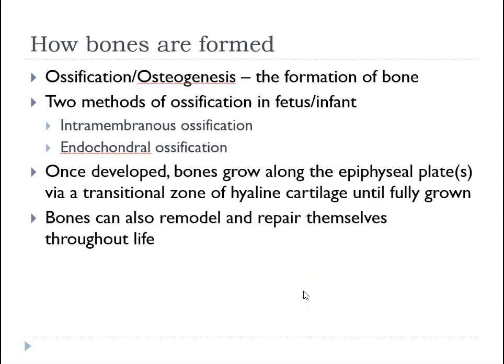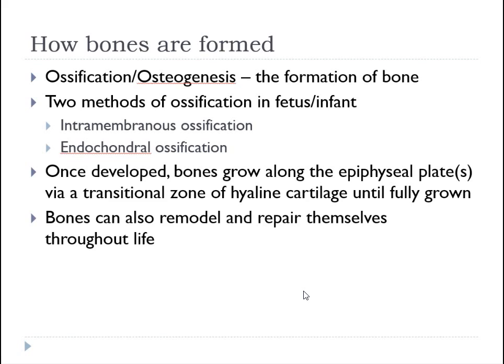So this video is going to be on how bones are formed. Ossification, or what I like to call osteogenesis. Genesis means the start of something, and what are we starting? Bone formation. The formation of bone is done two different ways, and we're only really talking about a fetus and a little bit of infant bone making.